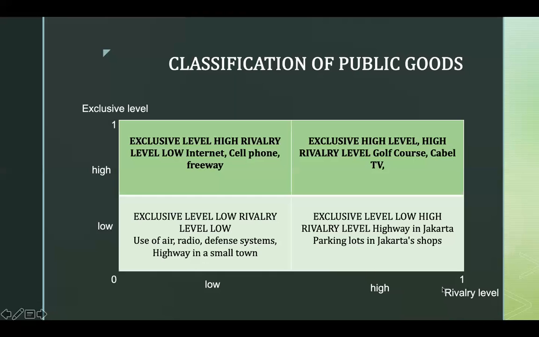And if we are talking about the rivalry level is high, and the exclusivity is also high: golf course, cable TV, and so on and so forth. And where the exclusivity is low, but the rivalry is high, for example, highways in Jakarta, parking lots in Jakarta, shops, and so on and so forth. So again, you can make your own example to broaden your brain. It's only a small example, and then you have to try to look for other examples. I think that's many examples for this classification.